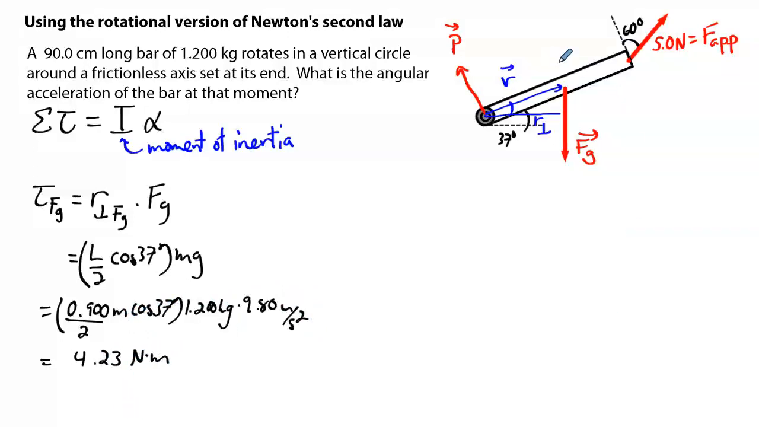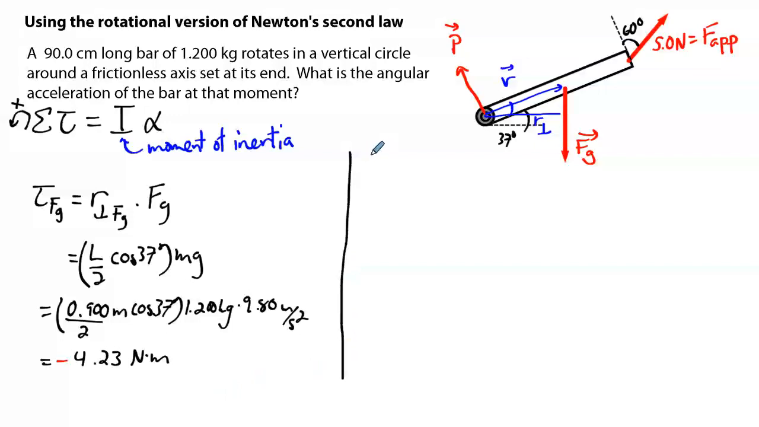Also, you see that the force due to gravity is trying to rotate the object clockwise, so this will bring us a negative sign in here. If we want to be super explicit, we can draw next to the sum of torque an arrow pointing this way with a positive sign, which tells us that counterclockwise is what we decide is the positive direction.